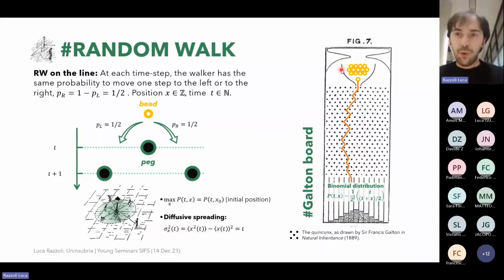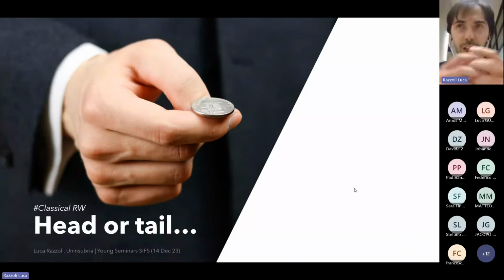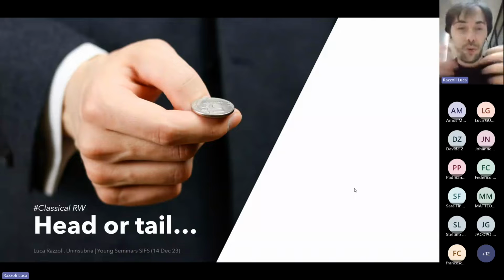A Galton board is a vertical board where at the top you have a box with several beads, and then when they start falling down through these pegs, they randomly scatter. So we collect them at the bottom, and each slot corresponds to the final position. And what we observe at the final step is that we obtain a binomial distribution of the beads in position space. So from a different point of view, we may say that the classical walker at each time step tosses a coin, and depending on the outcome, head or tail, it moves to the left or to the right.